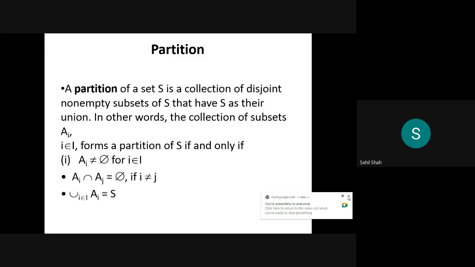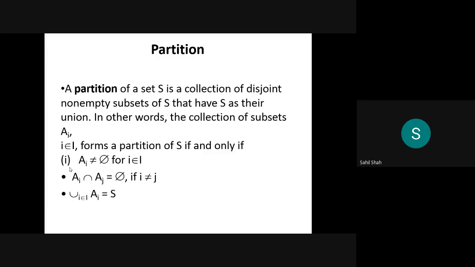A partition of a set S is a collection of disjoint non-empty subsets of S in such a way that if we take the union of all those disjoint subsets, we will get the original set. In other words, the collection of subsets A_i, where i belongs to some set of positive integers, will form a partition of S if and only if these three conditions are satisfied.